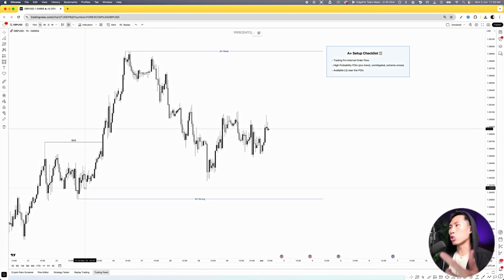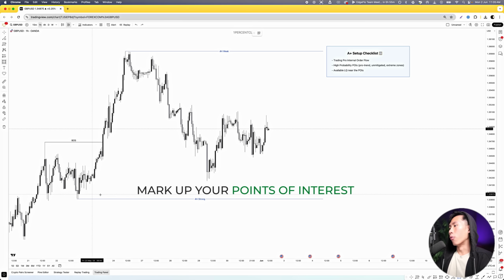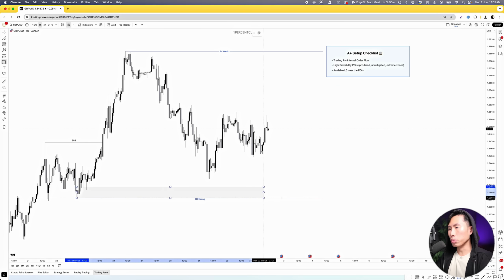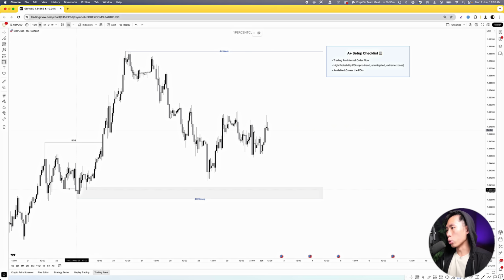All right, so the next step is to mark up your point of interest, obviously. Over here, we got our extreme demand zone. You always want to make sure you mark up the extreme zones first, to make things a lot easier and cleaner. You can see this zone is an extreme demand zone that also swept available liquidity from this low right here, so we can definitely pay attention to this zone. And then there is also another near zone that we have right here.